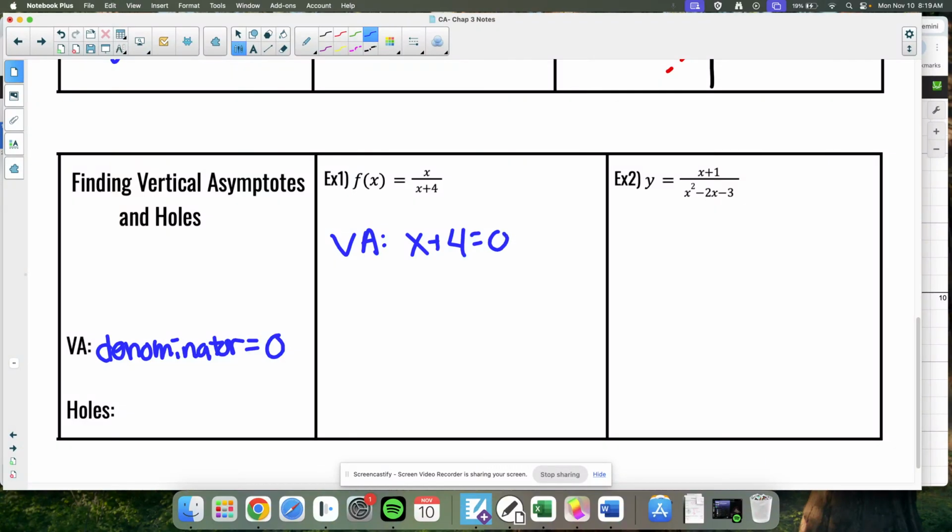Vertical asymptotes are pretty much just domain restrictions. So you find your vertical asymptote by taking your denominator, set it equal to 0. Where would our vertical asymptote be? X equals -4.